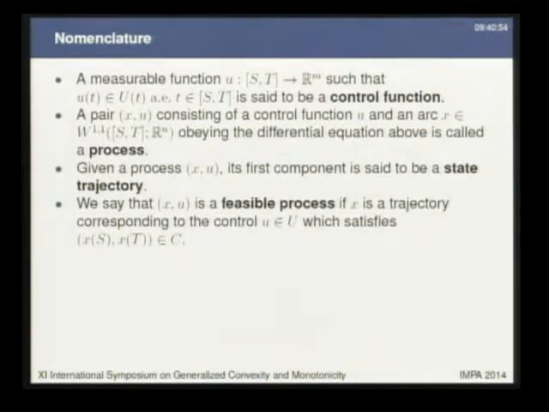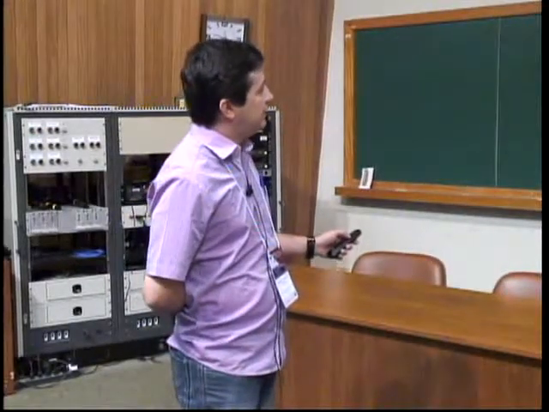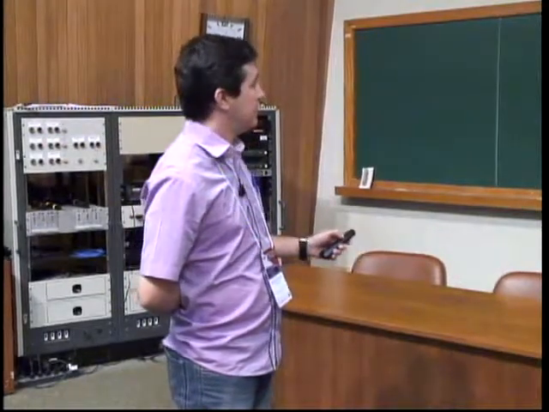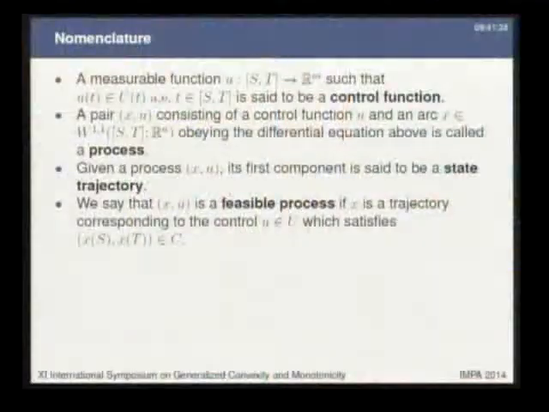Okay, this is classical nomenclature. A measurable function such that this inclusion is satisfied is said to be a control function. A pair (x,u) consisting of a control function and an arc obeying the differential equation is called a process. Given a process (x,u), its first component is said to be a state trajectory. And we say that (x,u) is a feasible process if x is a trajectory corresponding to the control u, which satisfies the initial and final constraints here.